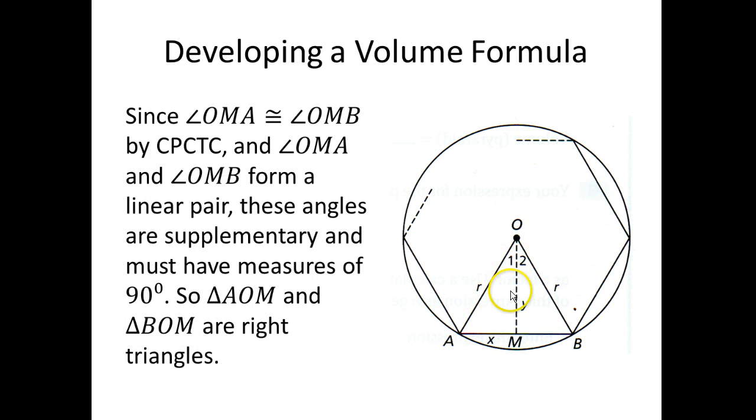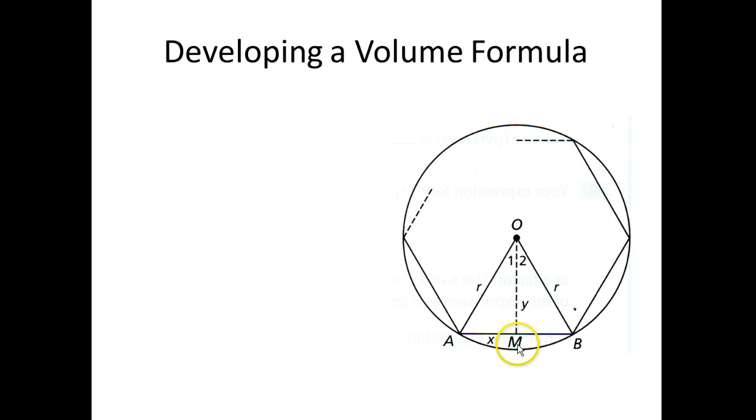Now, the angle OMA and the angle OMB are congruent, since they're corresponding parts of congruent triangles, and notice also that they form a linear pair. These angles have to be supplementary. In other words, they add up to 180 degrees. So that means that each one of them, since they're congruent, has to have a measure of 90 degrees. So triangles AOM and BOM are right triangles.